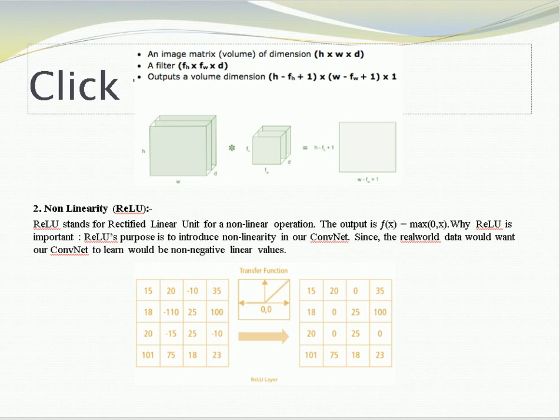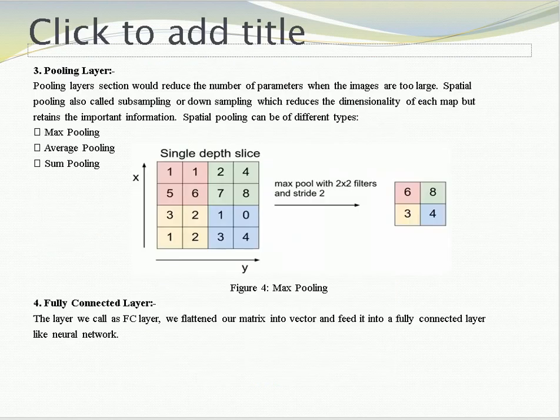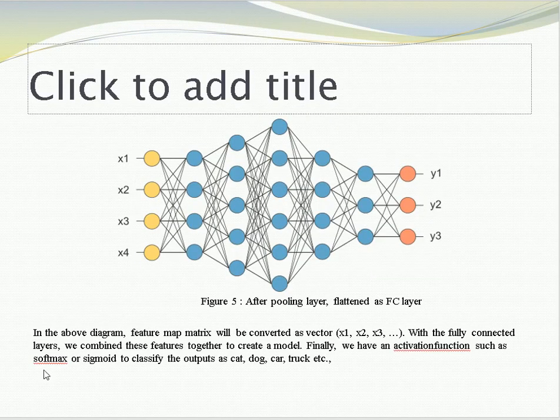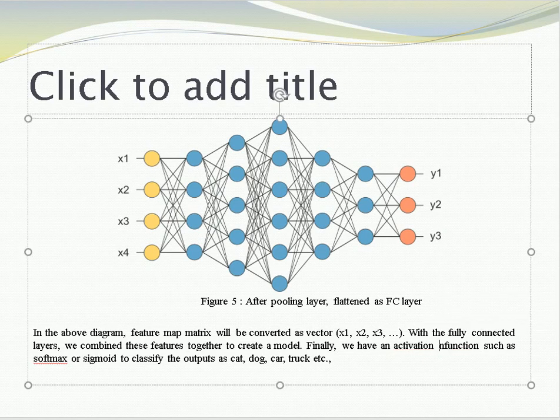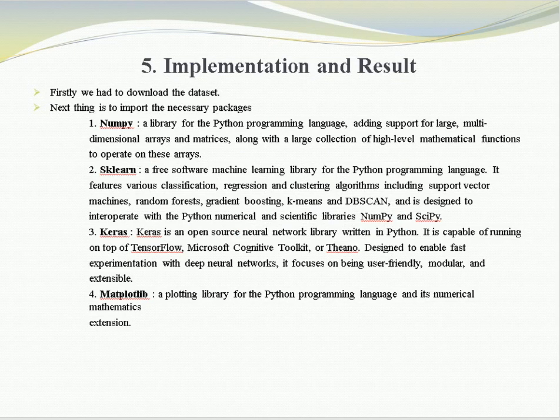learn non-negative values. Next comes the pooling layer, which would reduce the amount of parameters when the images are too large. Spatial pooling, also called as subsampling or down sampling, will reduce the dimensionality of each map. And the last layer is fully connected layer, which converts all the data collected into a simplified version. The above diagram features map matrix which will be converted as vector x1, x2, x3. With fully connected layers, we combine these features together.